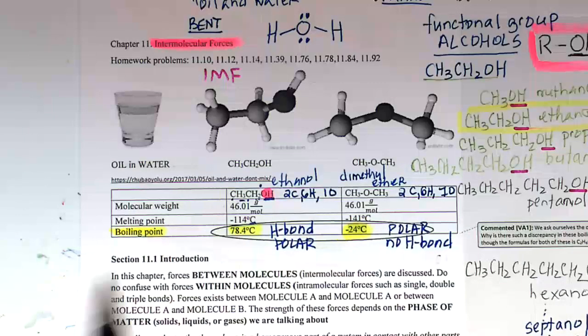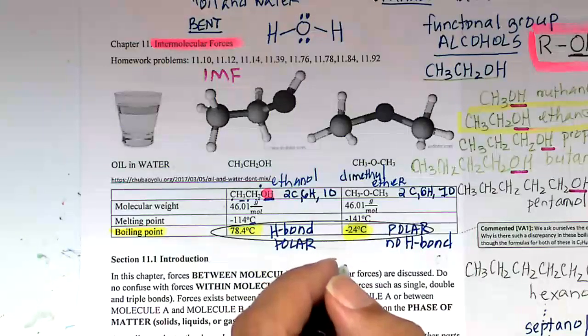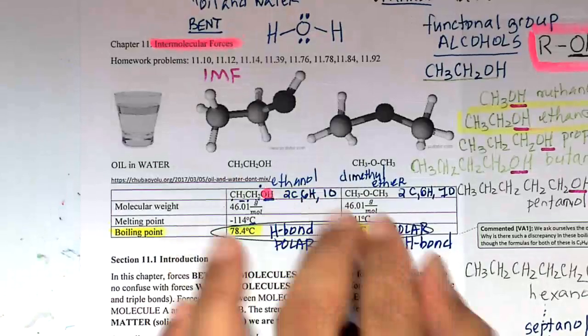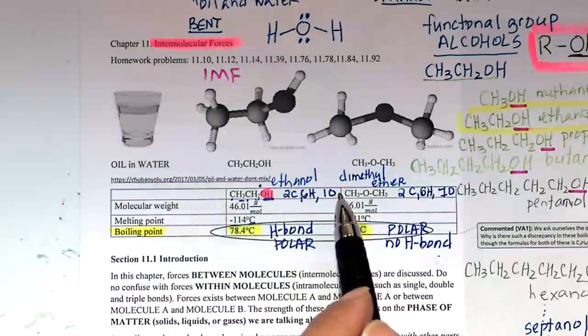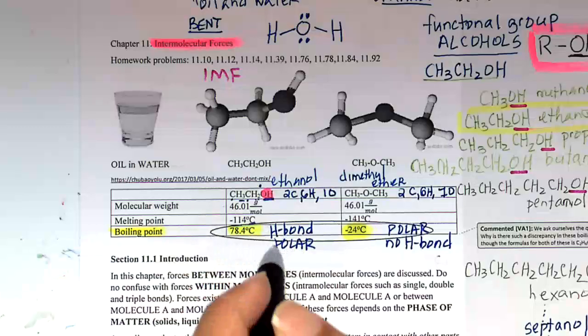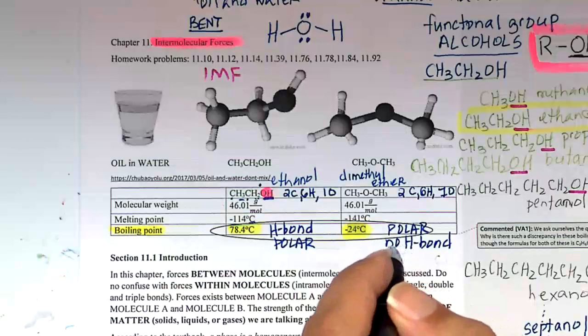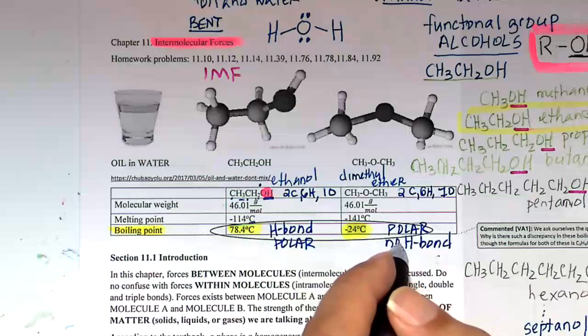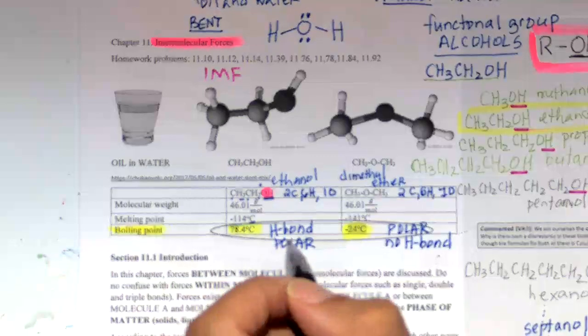So why do you think the boiling point of one is so much higher than the other? It's the hydrogen bonding. Okay? Very same molecule, same number of carbons, same number of hydrogens, same number of oxygens, same molecular weight. It's just that one can hydrogen bond with the other ethanol. This cannot hydrogen bond. There's still an attraction, but it's just a polar attraction. Right, so that's the difference, okay?